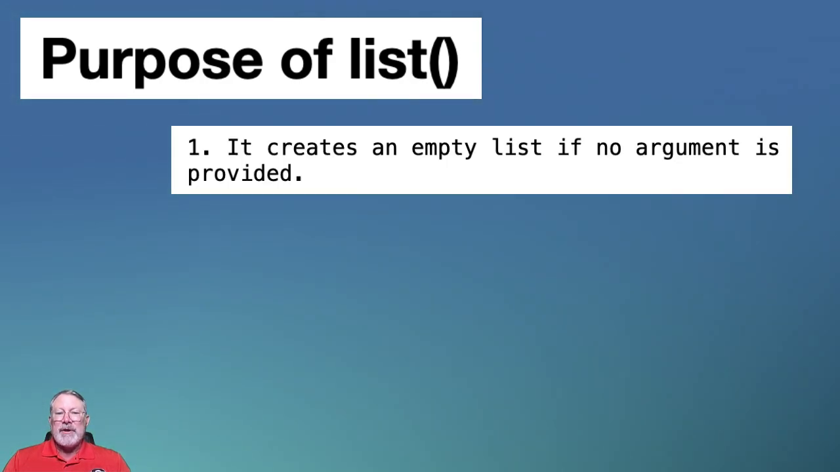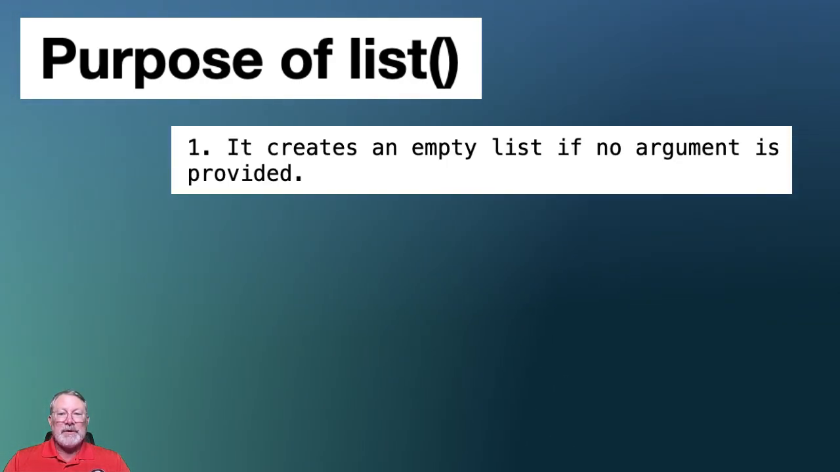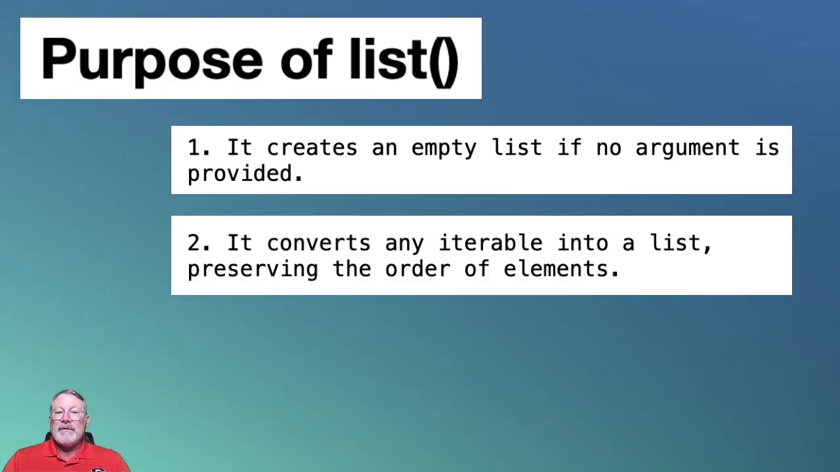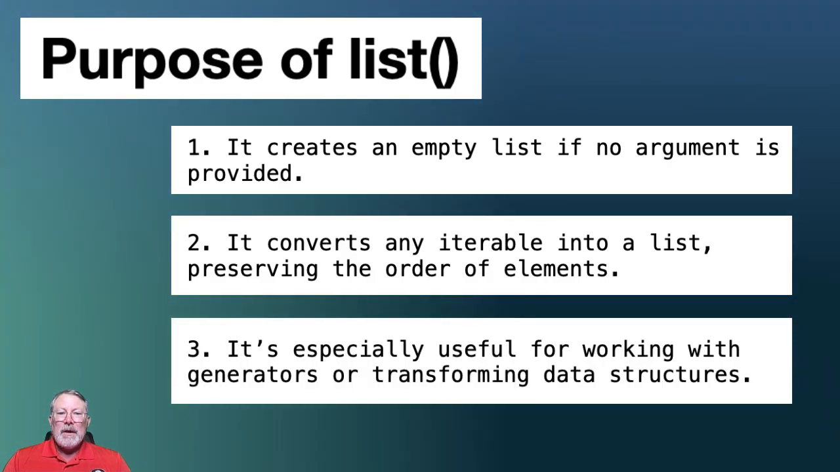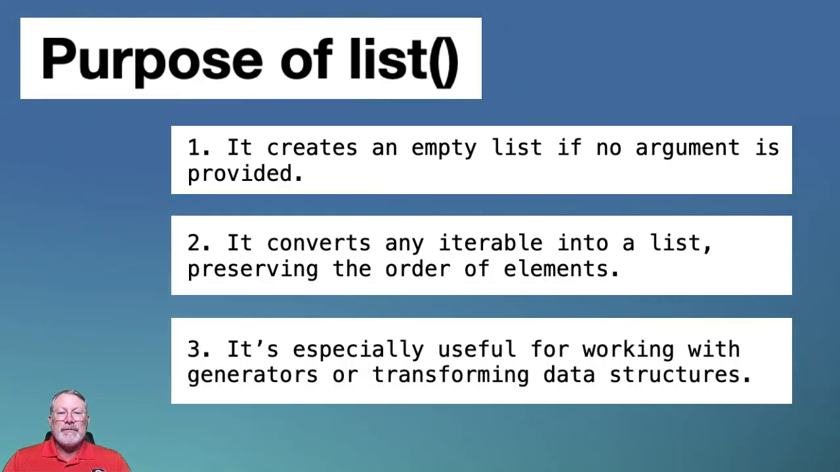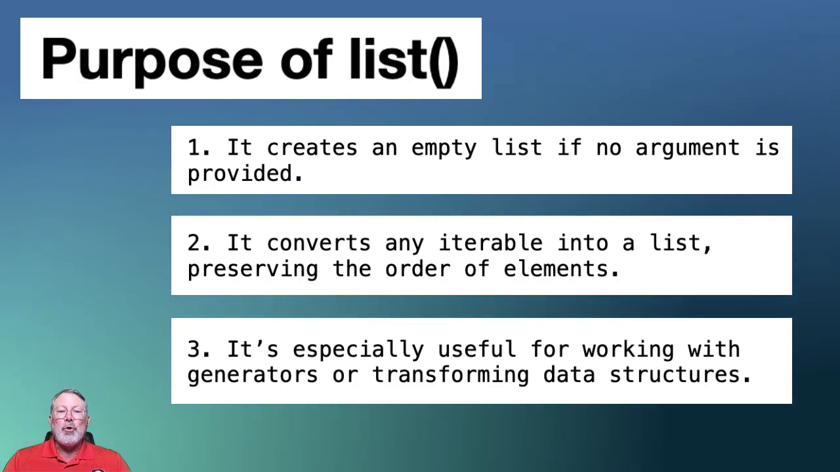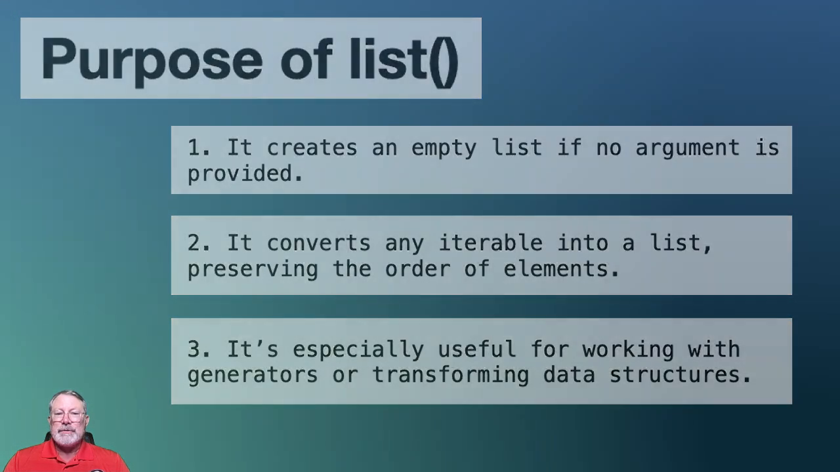Why use the list function? It's perfect for creating lists dynamically or converting data into a list format. Here are some key concepts. It creates an empty list if no argument is provided. It converts an iterable into a list, preserving the order of elements. It's especially useful for working with generators or transforming data structures.